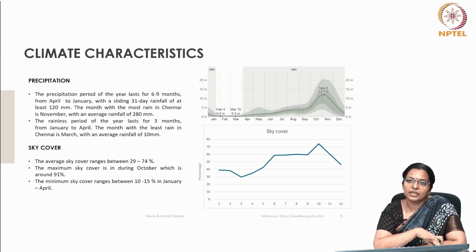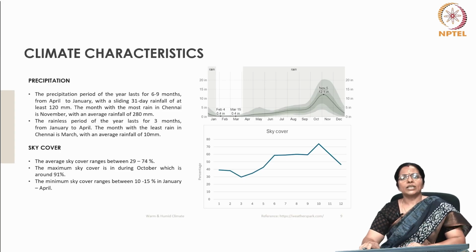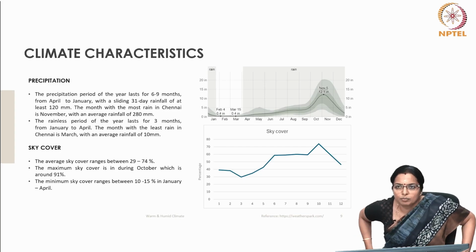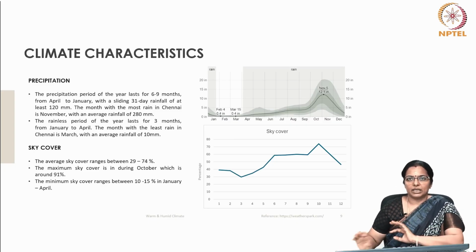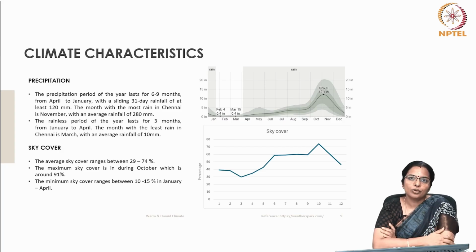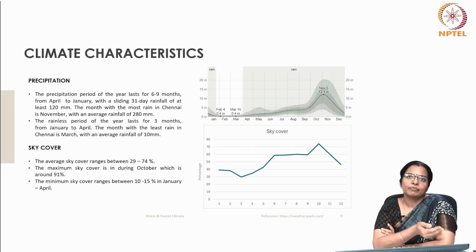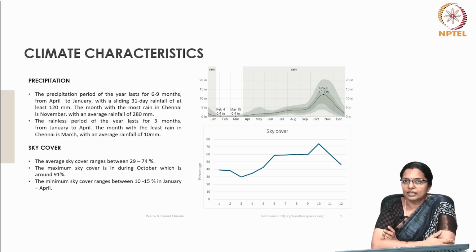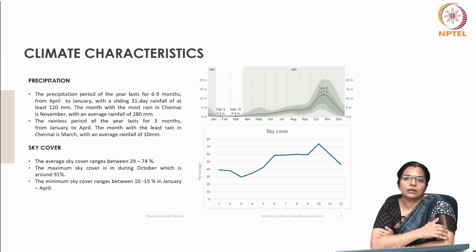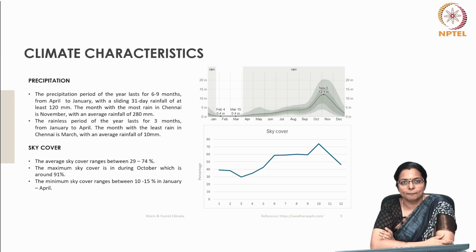The rainless period of the year lasts for 3 months from January to April. The month with the least rain in Chennai is March, with an average rainfall of about 10 millimeters. The intensity of rainfall will vary from one warm humid place to another warm humid place. Kerala is also classified as warm humid, and you can see Kerala's rainfall is much higher than that of Chennai's.